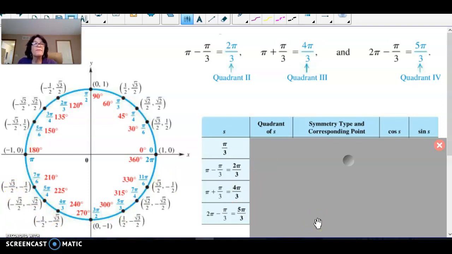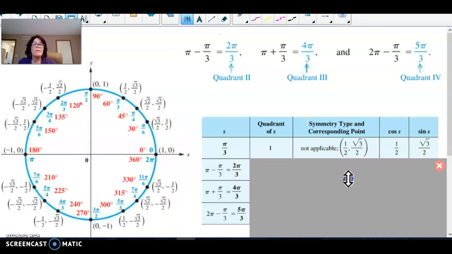Okay. So what I want you to notice is, let's look at pi over 3. Pi over 3 is in quadrant 1. So the cosine is a half, the sine is square root of 3 over 2. Why? Because the x coordinate is a half and the y coordinate is square root of 3 over 2. Cosine is the x coordinate. Sine is the y coordinate.